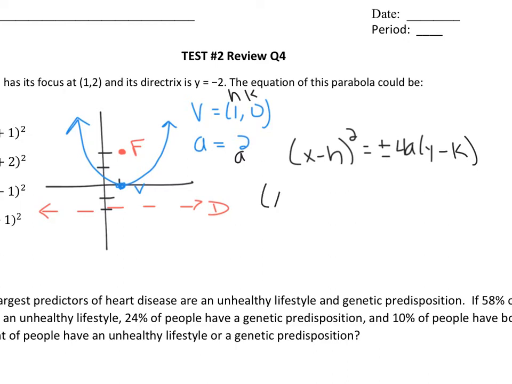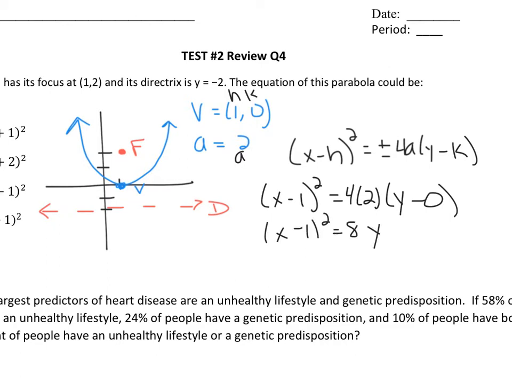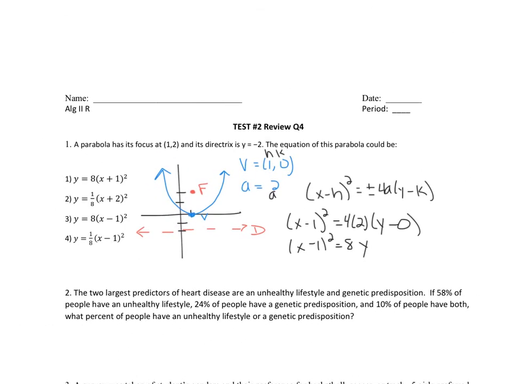So I want to plug in x minus 1 squared equals 4, a is 2, and then y minus 0. That's going to get you x minus 1 squared equals 4 times 2 is 8, and then y, because y minus 0 is y. Now, if you notice, inside the choices, they have all of the choices equal to y. So that means I should solve for y here. To do that, I will simply just divide by 8 on either side, canceling this out, and I will get y equals x minus 1 squared all over 8.